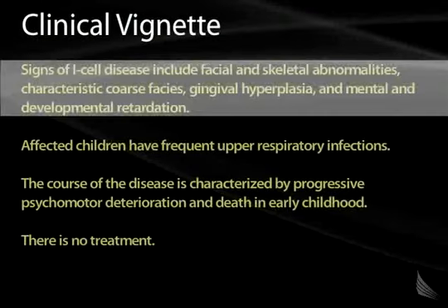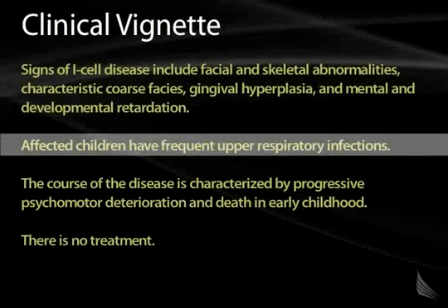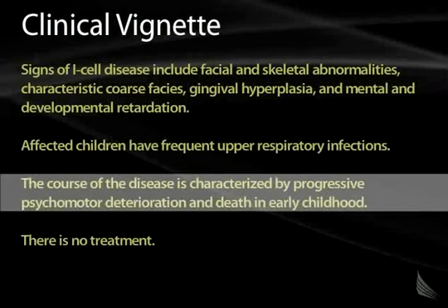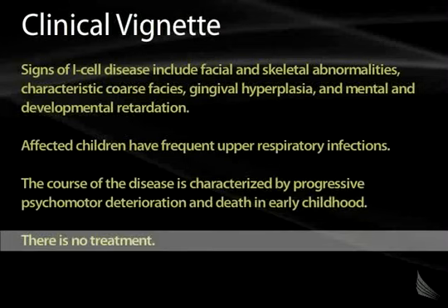The signs of I-cell disease include facial and skeletal abnormalities, characteristic coarse facies, as you saw in that picture, gingival hyperplasia, and mental and developmental retardation. Children who have this disease are often afflicted with frequent upper respiratory infections, and the course of the disease is characterized by progressive psychomotor deterioration, leading to death in early childhood. There is no known treatment for this disease.